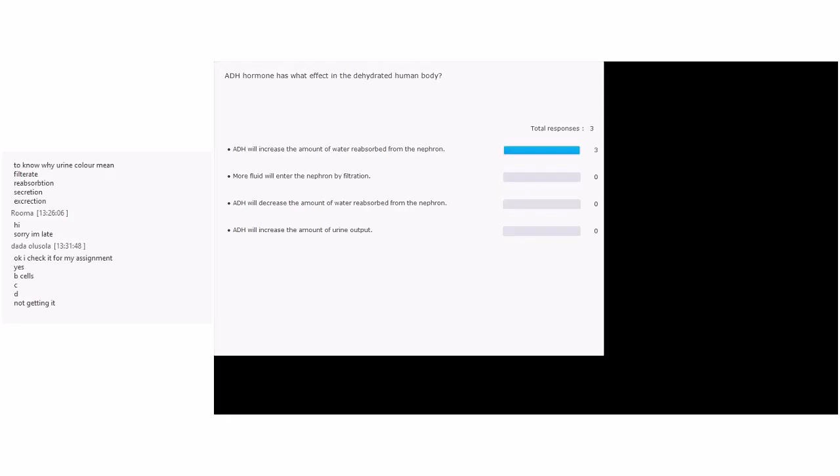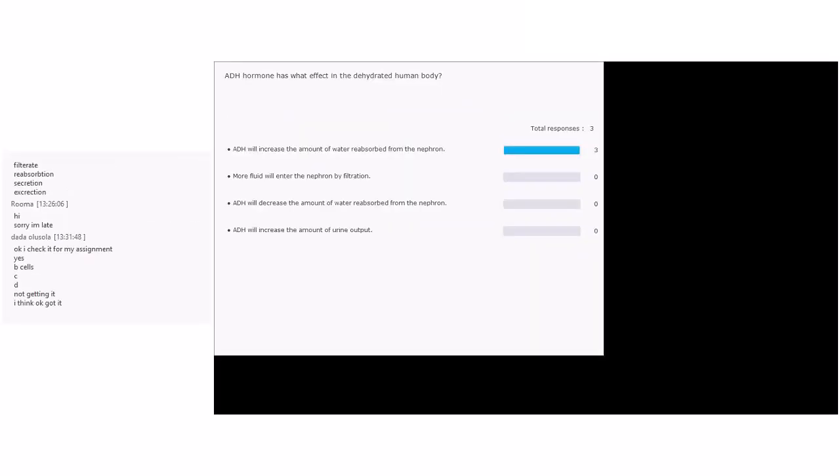Okay, if you answered A, that is correct. Antidiuretic hormone means it's going to allow your body to keep more of its water to correct the dehydration. So it's going to increase the amount of water reabsorbed from the nephron. So it's reabsorbing it back into your bloodstream out of the filtrate.